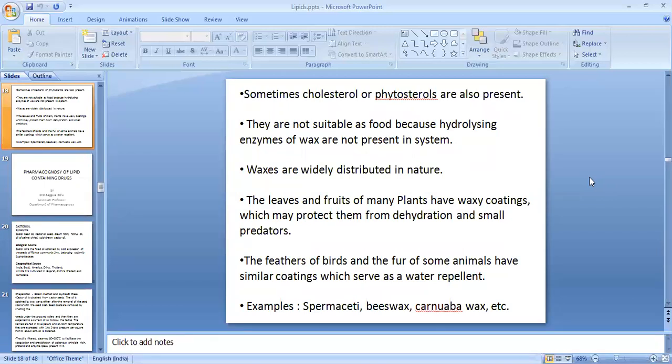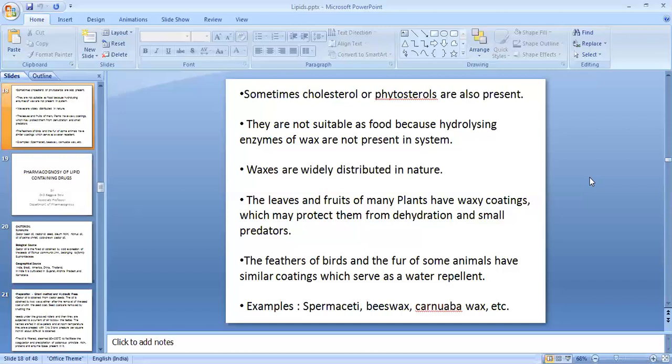And these waxes are not suitable for taking inside as a foodstuff because the hydrolyzing enzymes for wax are not present in the biological system. And these waxes are widely distributed in nature. The leaves and fruits of many plants have waxy coatings, which you might have observed when you touch the surface of the leaf.